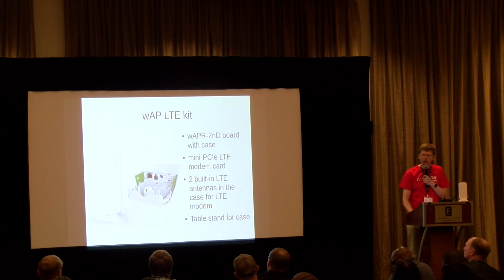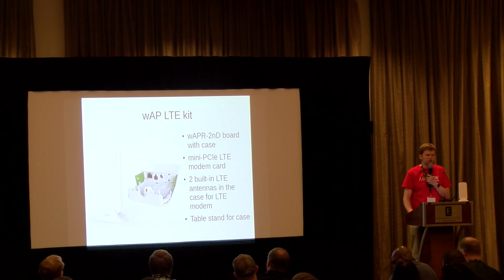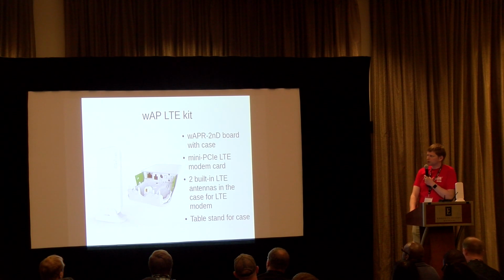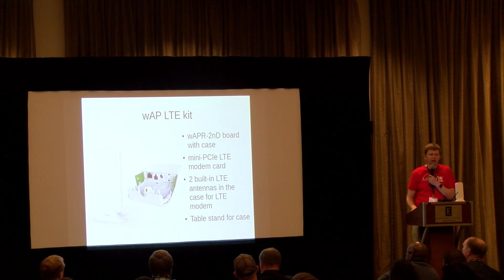So let's talk about our hardware. We have the WAP LTE kit. I hope everyone that visited our registration stand saw that board. So here it is in the desktop mount. So what's actually inside this board? There's a WAP board inside with a case. There's a mini PCI LTE modem in the slot. There are 2 built-in LTE antennas. And of course, there's a table stand.